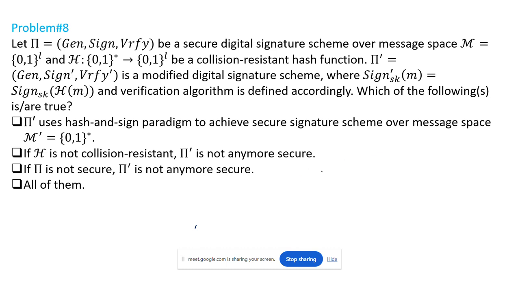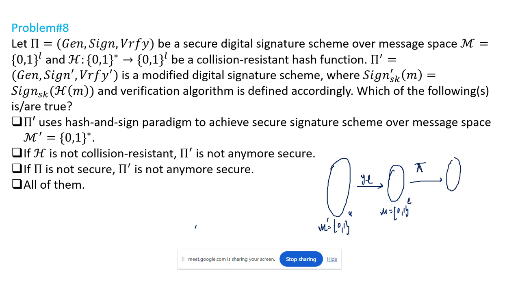Any length binary string is getting hashed to a fixed length message of length L, and then you apply the secure digital signature scheme pi. So this is a bigger space, the message space M dash, which is 01 to the power star. You apply the hash function to map it to a smaller space, which is 01 to the power L, and your original sign algorithm pi works on this message space to generate the sigma, right? This paradigm is essentially called hash and sign paradigm.